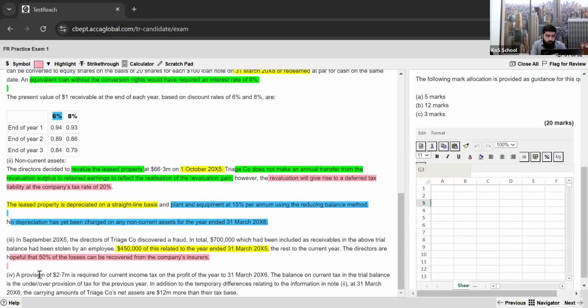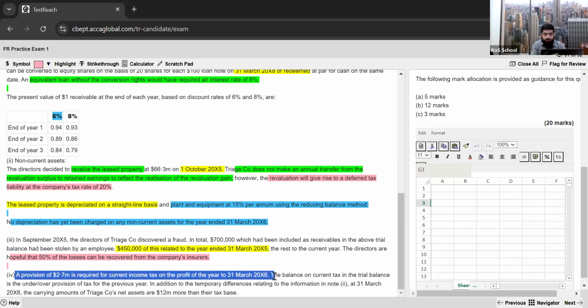Now, the last part, a provision for 2.7 million is required for the current income tax. This last adjustment is for IAS 12. And believe me, this IAS 12 is quite easy to handle, because whenever you see a final account question, there will always be an adjustment for IAS 12. And that is quite simple. We all know that in order to calculate the amount of income tax, there are three taxes that should be included. Any one of you?